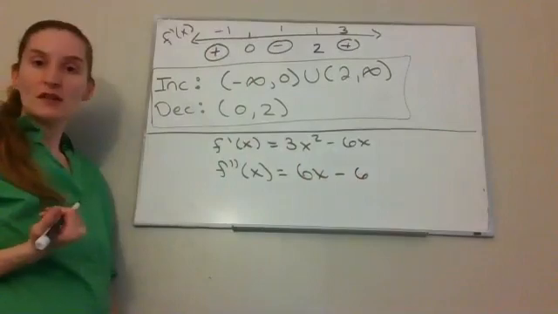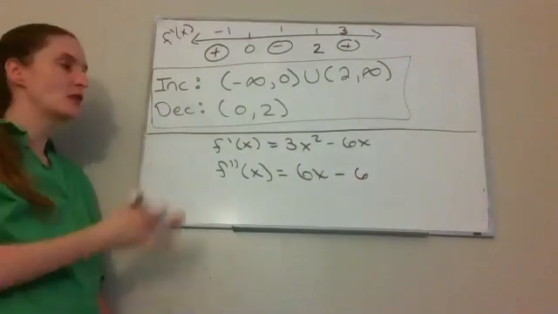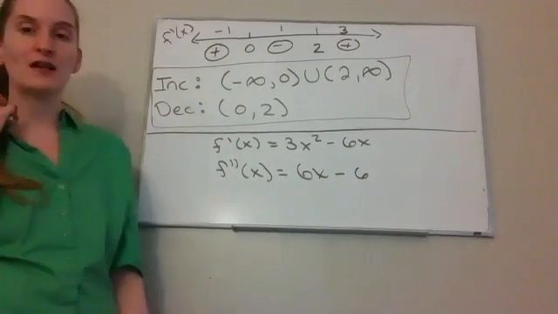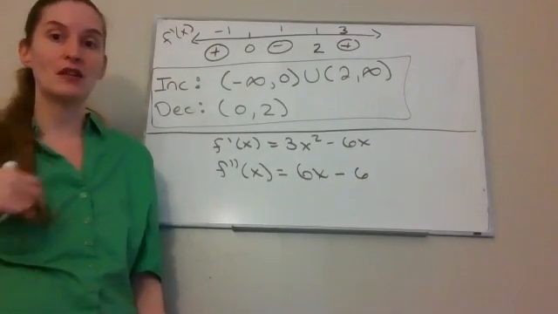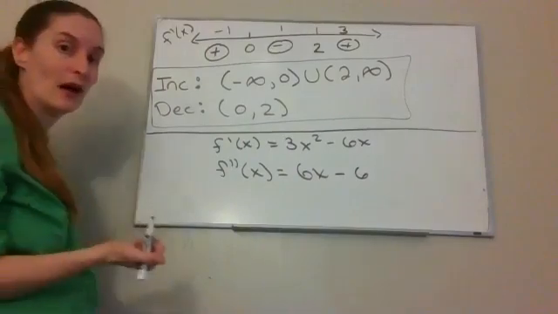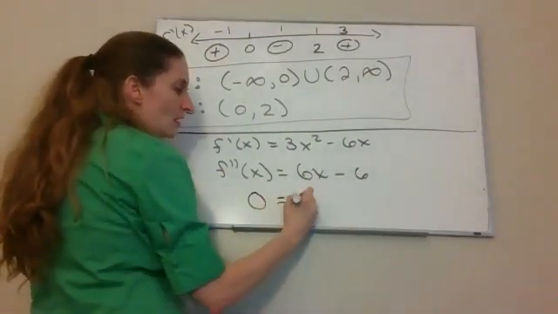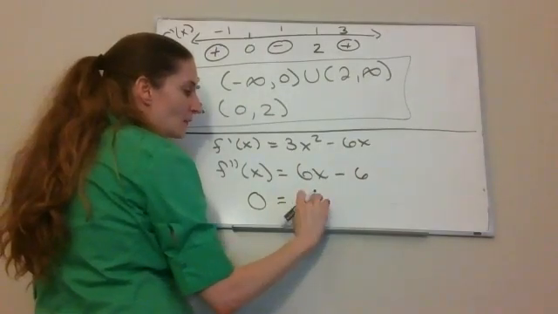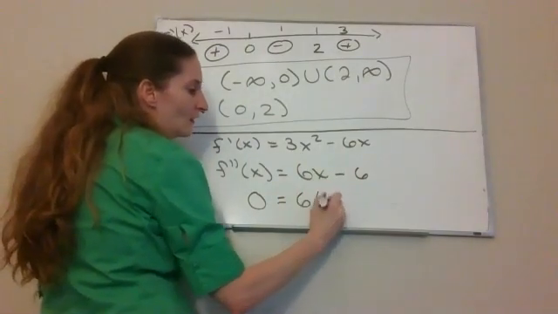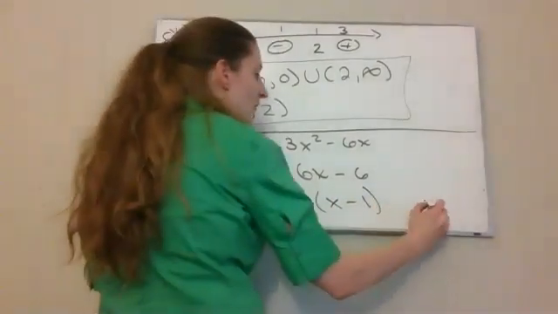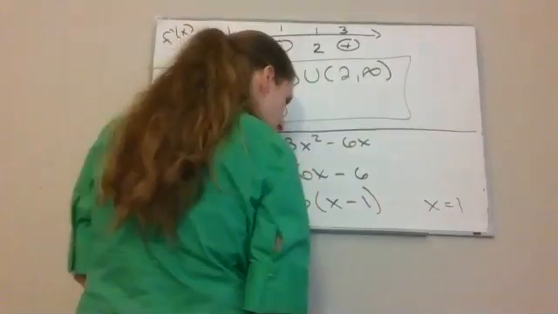And to figure out where it's concave up or concave down, we're going to do something just like we did with the increasing and decreasing. We're going to find where this is equal to 0 and then use a number line to check if it's positive or negative. So let's set it equal to 0, and again, I'm going to factor this. Factor out a 6, and I have an x minus 1. We know this is 0 when x equals 1.